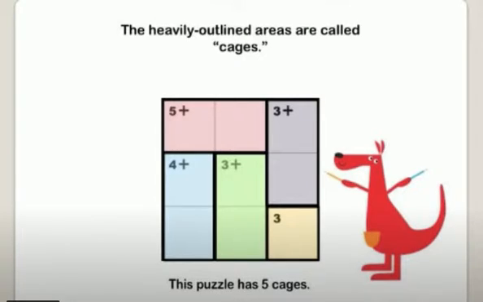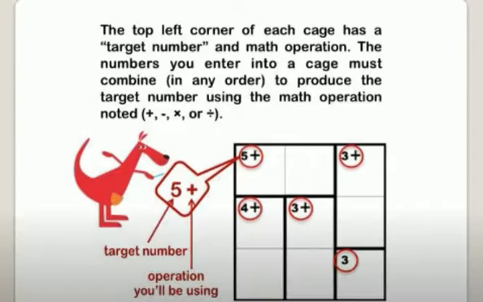The heavily outlined areas are called cages. This puzzle has 5 cages. The top left corner of each cage has a target number and a math operation. The numbers you enter into a cage must combine in any order to produce the target number, using the math operation noted. Remember that our math operations are addition, subtraction, multiplication, or division.